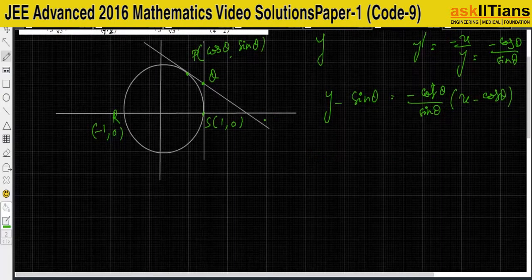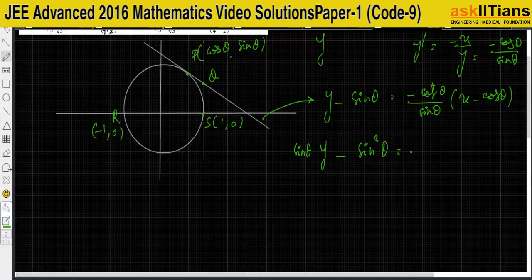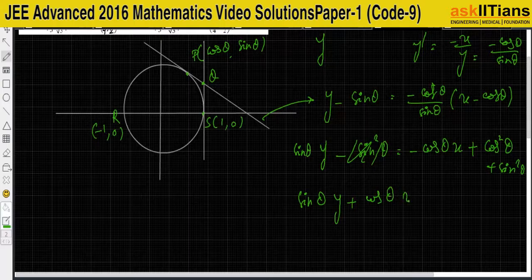Alright, so this is the equation of this line actually. So sin theta into y minus sin square theta is equal to minus cos theta into x minus cos square theta. This sin square theta, if I take it to the other side, I'll get plus sin square theta, and that will become 1. So actually I'll get sin theta into y plus cos theta into x is equal to 1. This is equation of tangent.